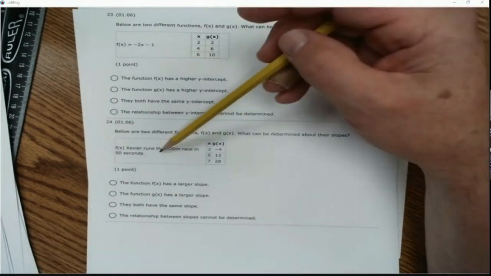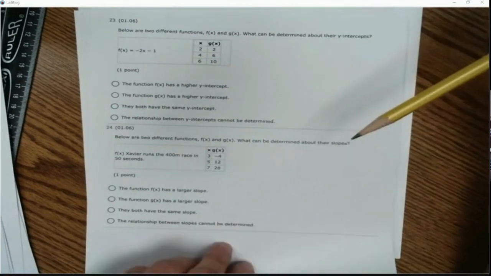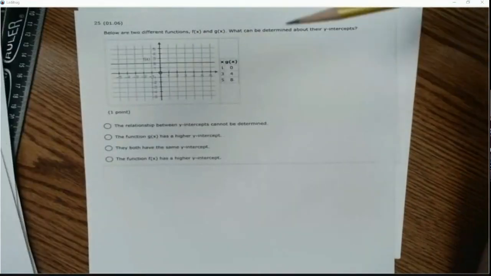Here's a little word problem and a table. What can you determine about their slopes? So comparing them. So comparing functions in two different representations.